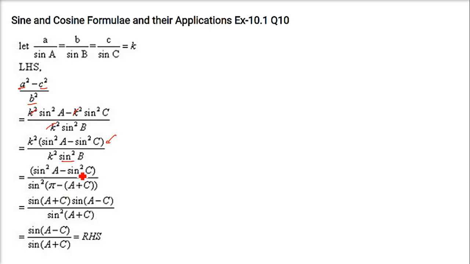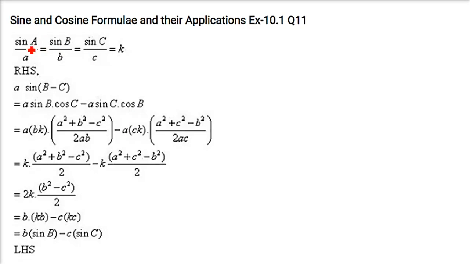And here this sin square B. Now B can be written as pi minus (A+C), since A plus B plus C is 180 degrees. So sin B can be written as sin(pi − (A+C)). But we know that sin(180 − theta) is sin theta only. So this will come as sin(A+C) only. And this will be sin(A+C) sin(A−C). Now cancel one of these. You get sin(A−C) by sin(A+C).